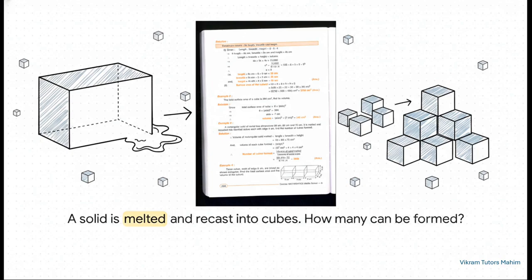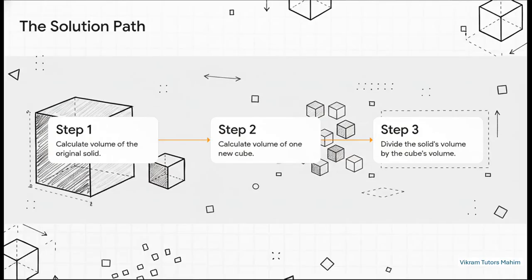This is all about volume. Now this might sound kind of complicated, but the path to the answer is actually super logical. First, we'll calculate the total volume of that big old cuboid. Then, we find the volume of just one of the tiny cubes. And finally, we just divide the big volume by the small one to see how many times it fits inside.